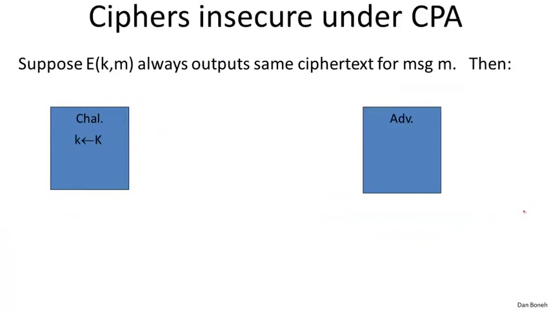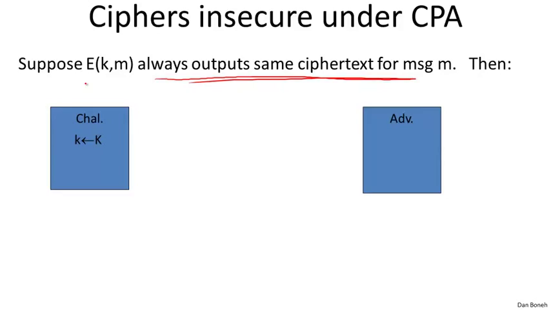So I claim that all the ciphers that we've seen up until now, namely deterministic counter mode or the one-time pad, are insecure under a chosen plaintext attack. More generally, suppose we have an encryption scheme that always outputs the same ciphertext for a particular message M. In other words, if I ask the encryption scheme to encrypt the message M once, and then I ask the encryption scheme to encrypt the message M again, if in both cases the encryption scheme outputs the same ciphertext, then that system cannot possibly be secure under a chosen plaintext attack. And both deterministic counter mode and the one-time pad were of that flavor. They always output the same ciphertext given the same message.